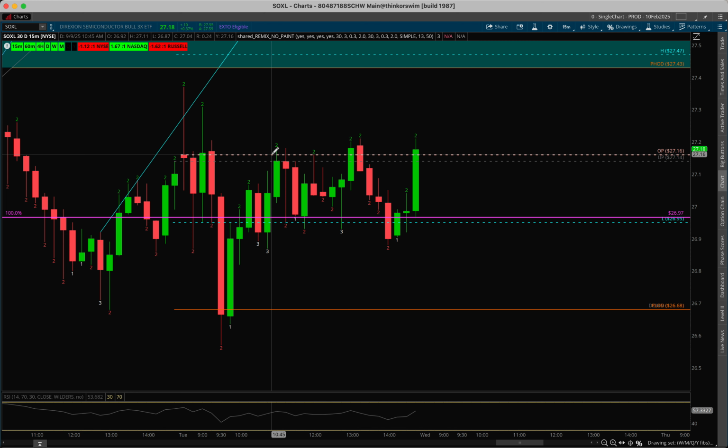A little bit of a wick through, but rejection at opening print, back to overnight low, a little bit below overnight low, then back up to opening print, then back to overnight low. So just a choppy day. So it wasn't much to do. We held on to them.